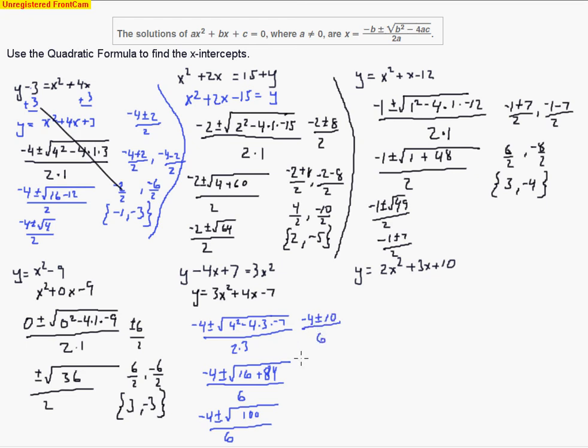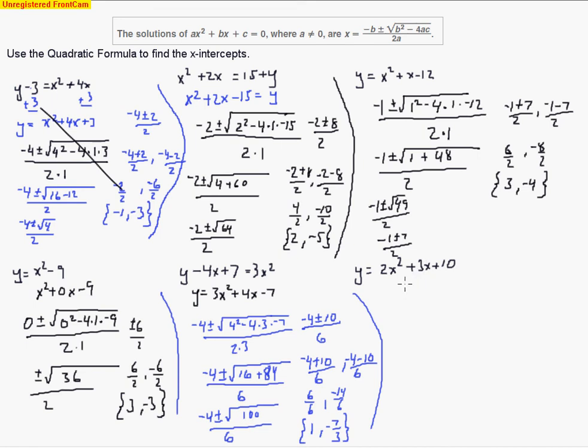From this point, we can set up our two problems, negative 4 plus 10 over 6, and negative 4 minus 10 all over 6. And so here we end up with a 6 over 6, which makes 1. Or on the other side, negative 14 over 6 makes a negative 7/3. And those are the two x-intercepts.